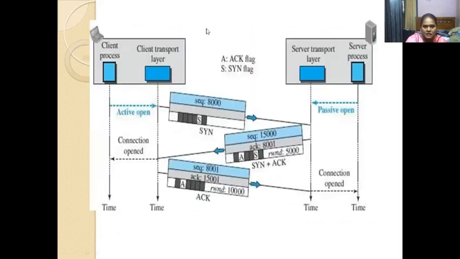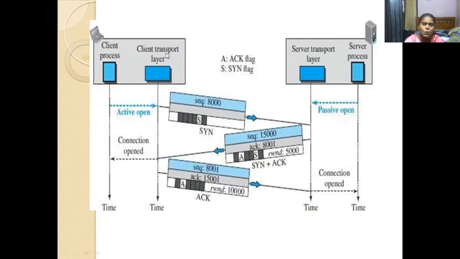So I'll just explain it with the diagram so that it easily reaches you. This is on the client side. This is a client process, and this is the client transport layer, which runs on the client side. And you have a server process, which runs on the server side.